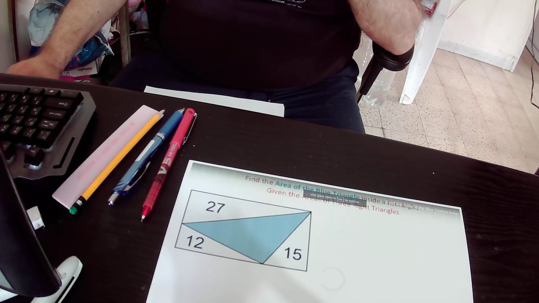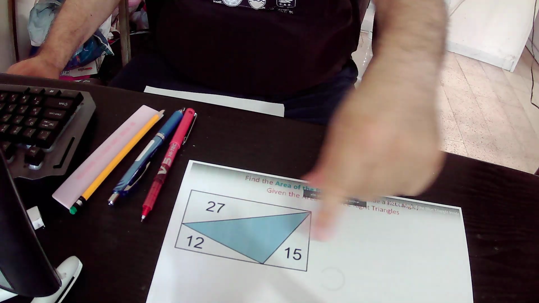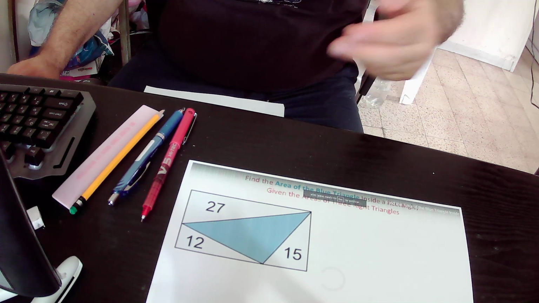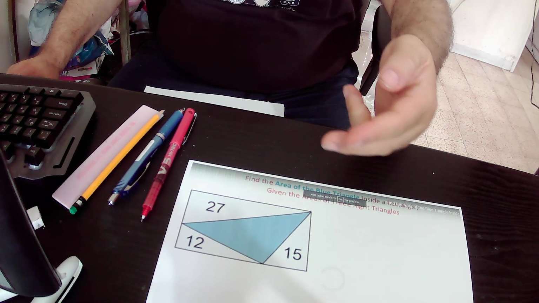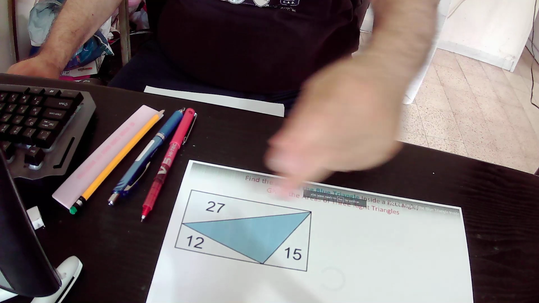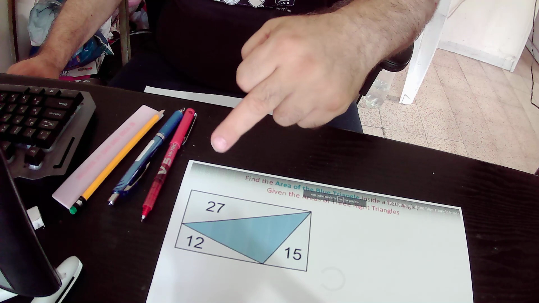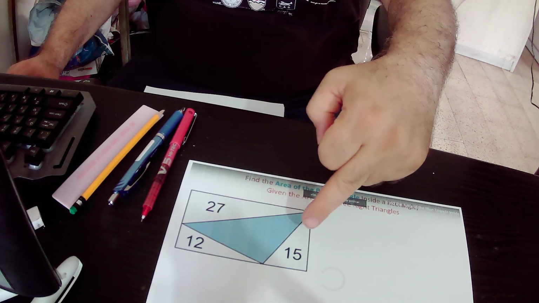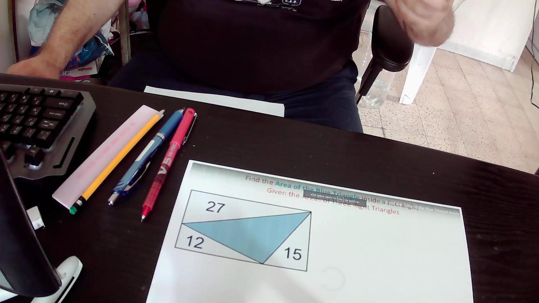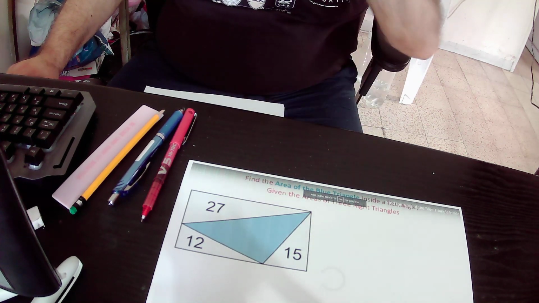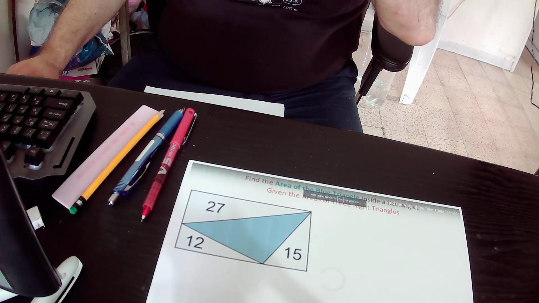Okay, so we will try to find the area of this rectangle, and then we subtract from the area of the rectangle the sum of the areas of those three triangles, and we will get the area of the blue triangle.